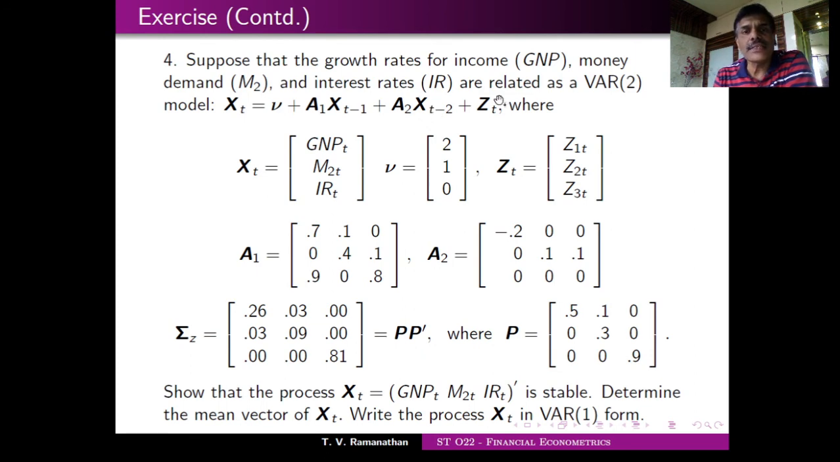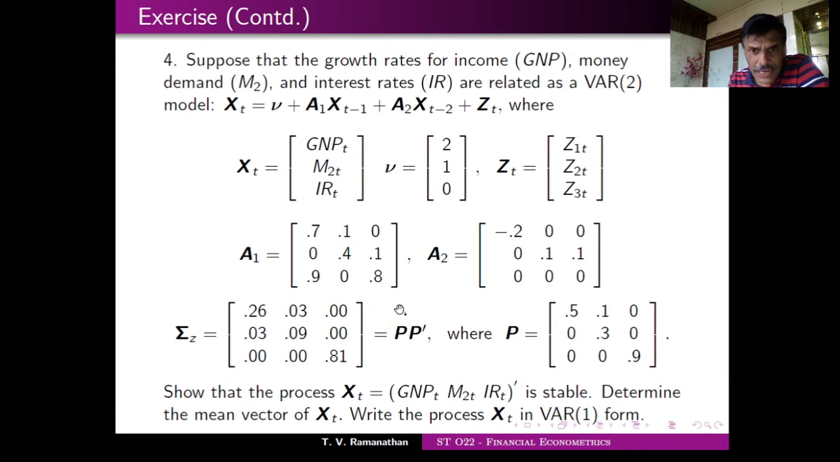And then there is the interest rate IR. In the Indian context, you may take the bank rate or the interest rate, PLR, etc. So it is shown that these three variables have a VAR representation like this, where x_t is this: GNP, M2, interest rate; nu is this, and the A1 matrix is given, the A2 matrix is given. And the variance-covariance matrix of Z, which is white noise with mean 0, is sigma, and that sigma is given.